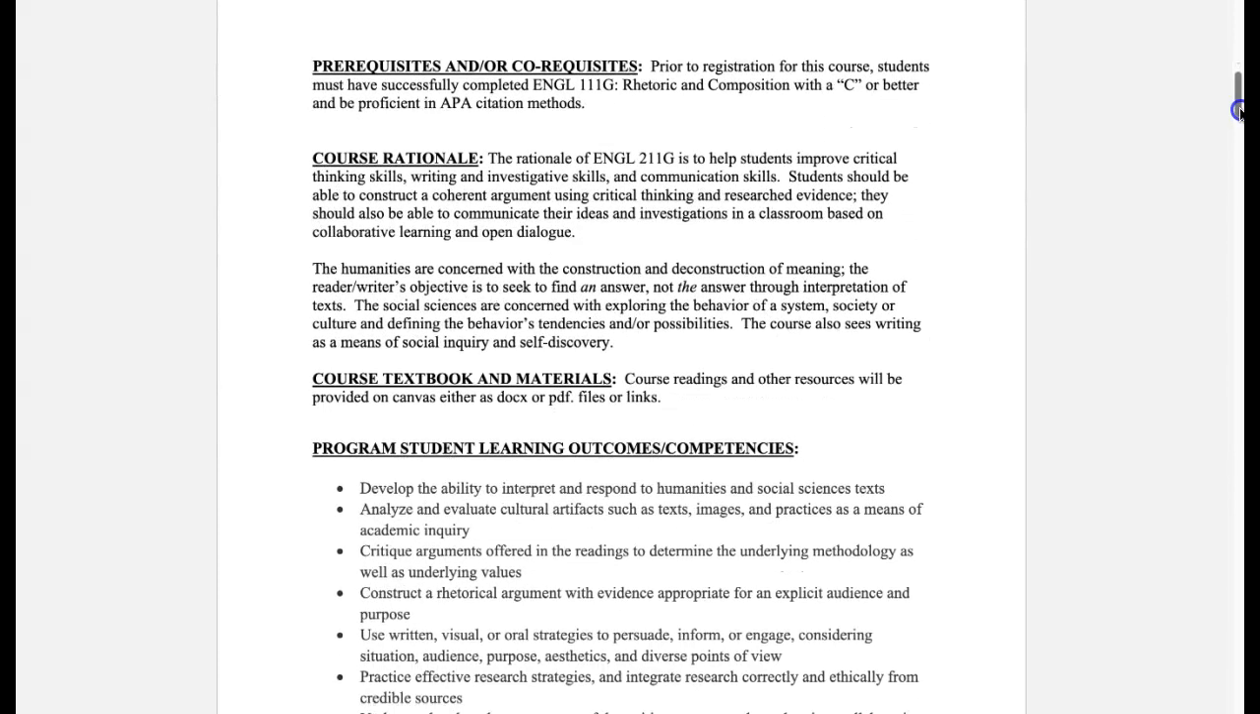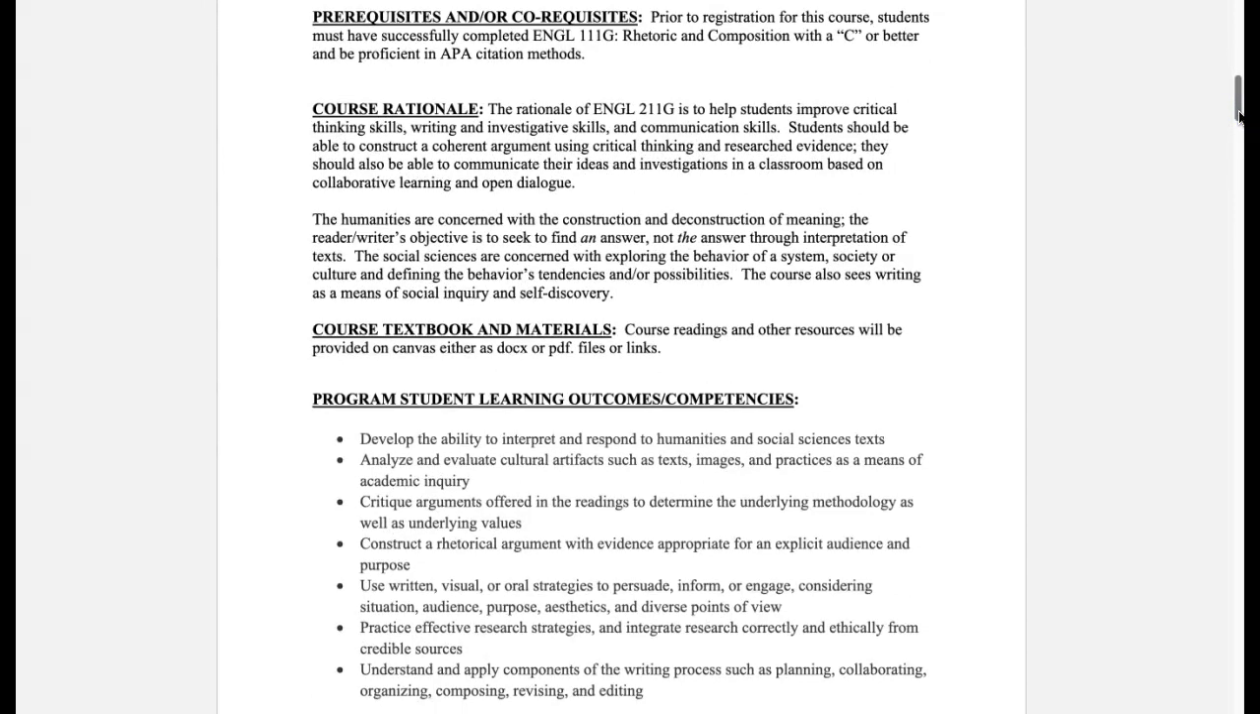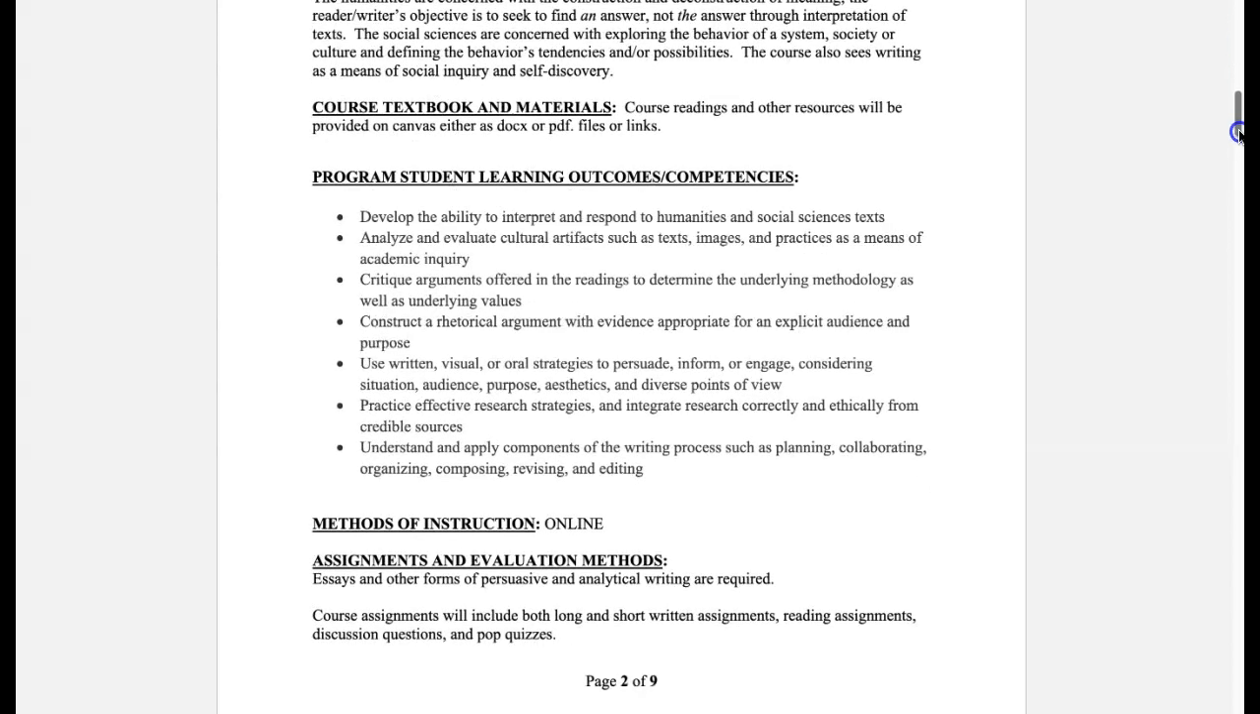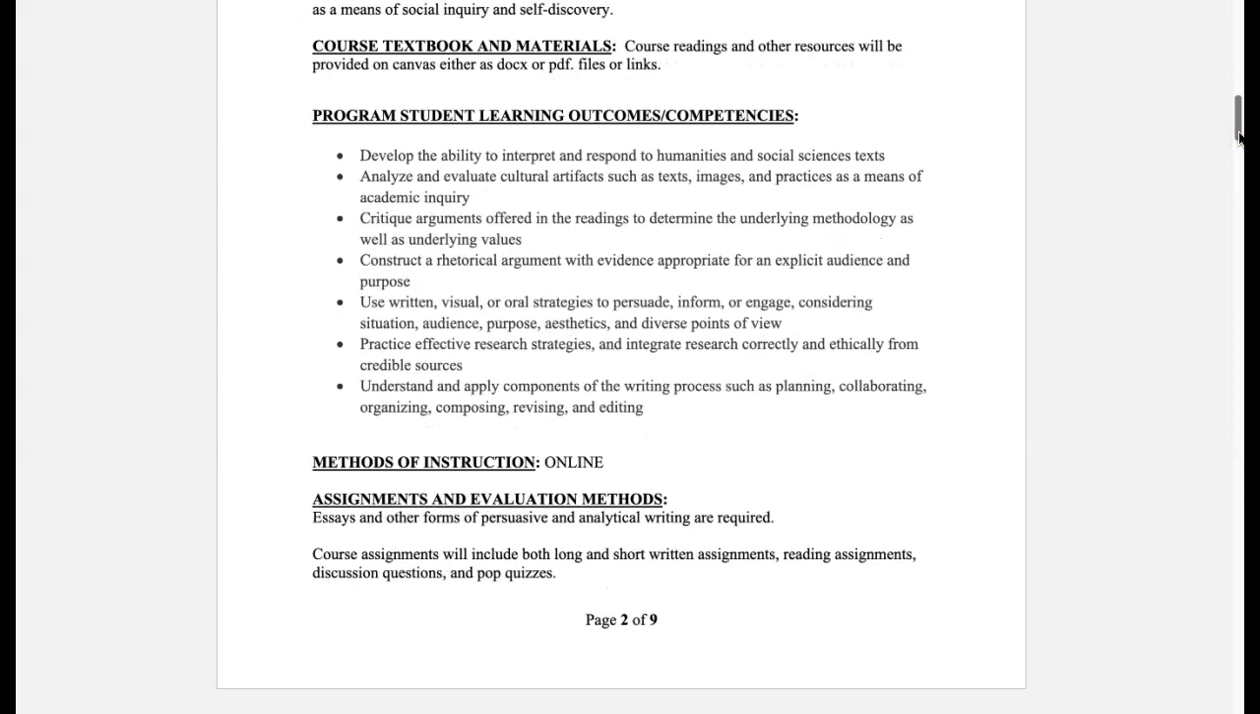So moving on, when it comes to textbooks, we don't need a textbook because all the course readings are available on Canvas. Here we have the student learning outcomes. A lot of this information you can go ahead and read on your own. I am just going over some of the important information.